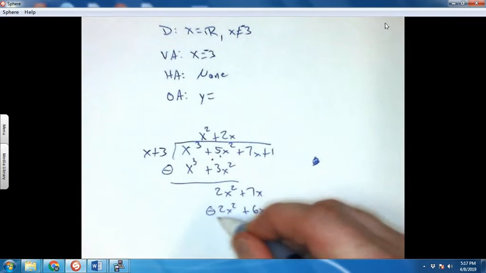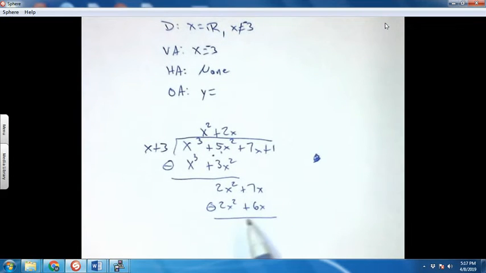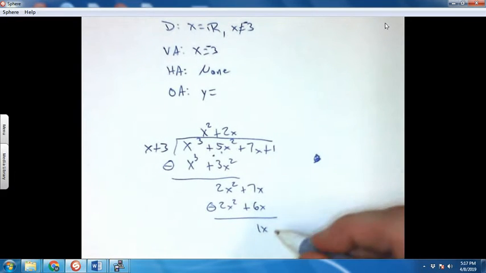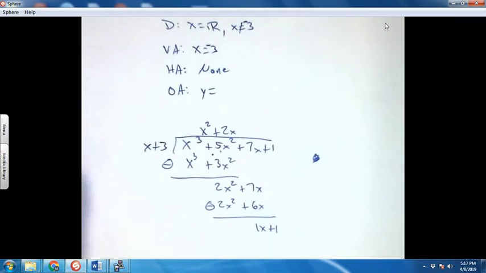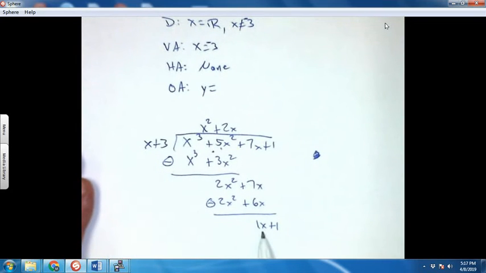So now I'm going to subtract straight down. 2 minus 2, leading terms cancel, so I know I'm right. 7 minus 6 is 1x. I'm going to bring down the last one, so plus 1. So I ask myself, what times x will give me 1x? Well, that's just 1.